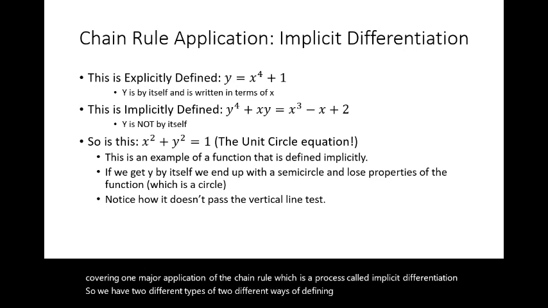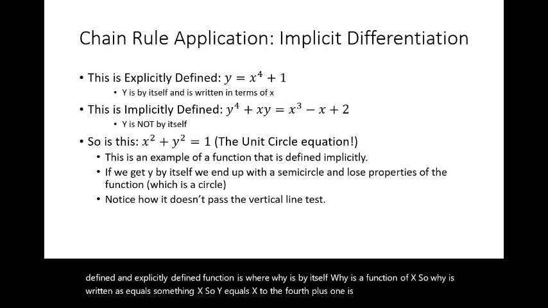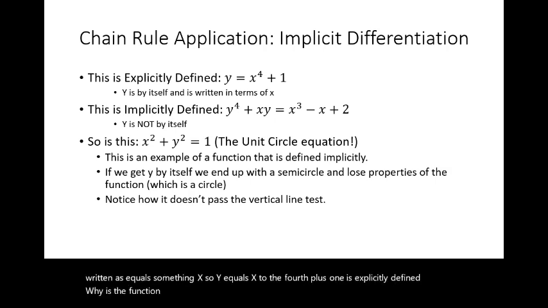So one is explicitly defined. An explicitly defined function is where y is by itself, y is a function of x. So y is written as equals something in x. So y equals x to the fourth plus 1 is explicitly defined. Y is the function of x, and y is by itself.